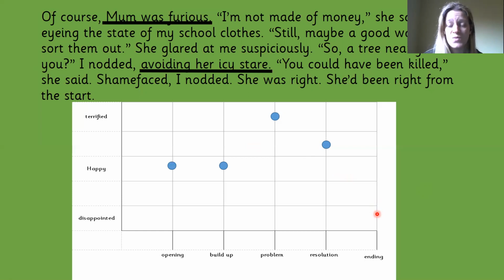Okay, she goes on to say, "You could have been killed," she said. Shamefaced, I nodded. She was right. She had been right from the start.